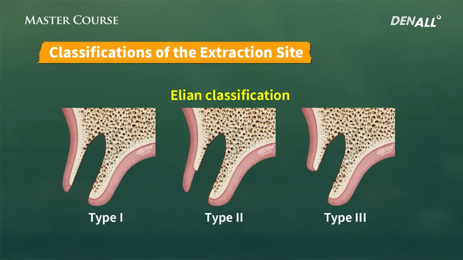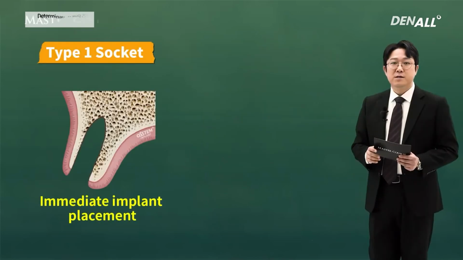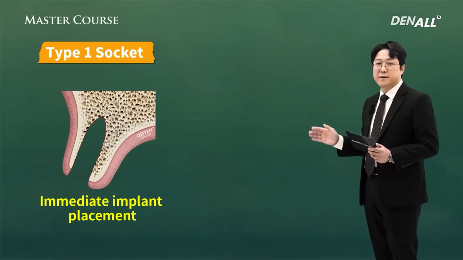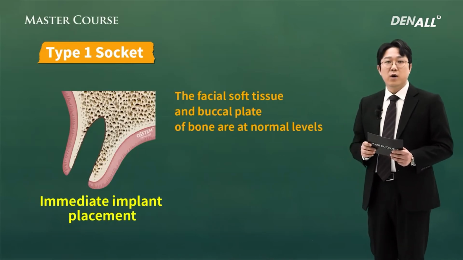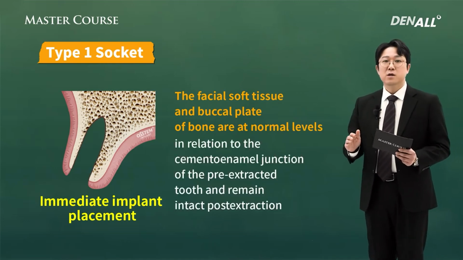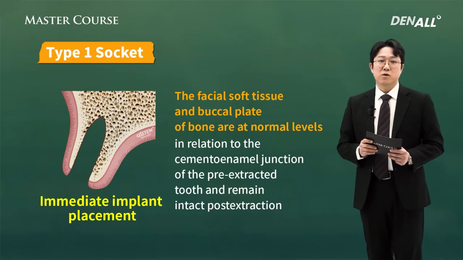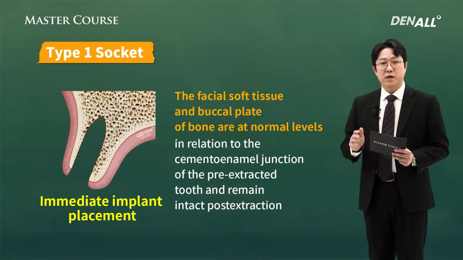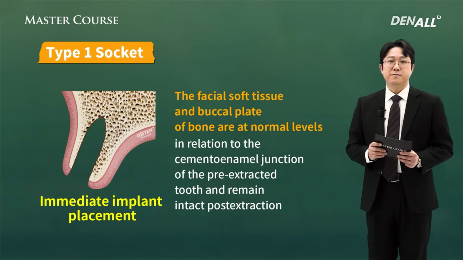There are multiple classifications for extraction sockets, so I'm going to talk about Ilian's classification. Ilia described 3 different classifications depending on bone resorption and soft tissue resorption, and let's look at each. Type 1. There is no bone and soft tissue resorption, and even if there's a lesion, it is limited to the apical area. This is what we call a sound extraction socket.